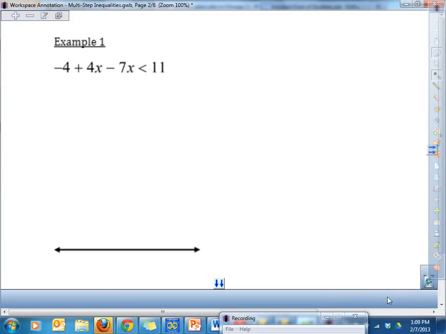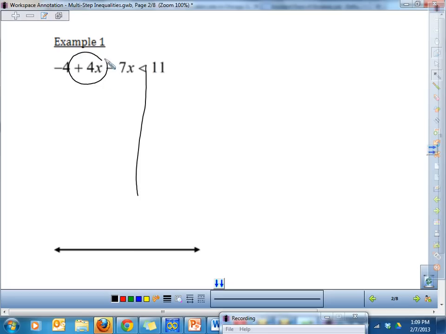So let's go ahead and do an example. Let's take example number 1. We have negative 4 plus 4x minus 7x is less than 11. So the first thing we want to do is look on the left and say, all right, do I have any distributing? No. Do I have any terms I can combine? Yes. I notice I have a 4x, and I also have a negative 7x. So I'm going to combine those two like terms. I'm going to bring down my negative 4. 4x minus 7x is negative 3x is less than 11.